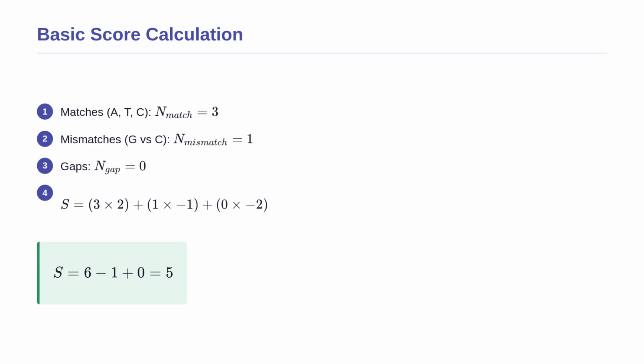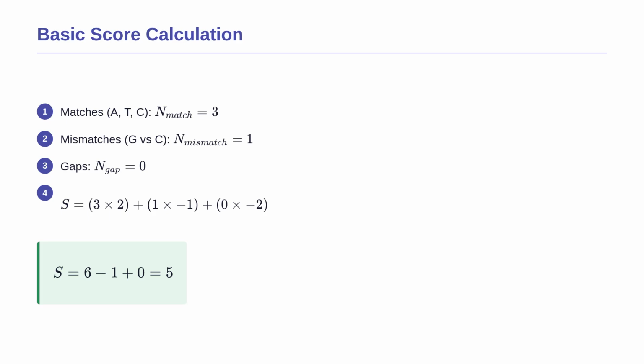Now let us count our variables and plug them into the formula. Looking at the sequences, we find 3 matches. The first 3 letters, A, T, and C. So we multiply 3 by the match reward of 2. We found 1 mismatch at the end, G versus C, so we multiply 1 by the mismatch penalty of negative 1. There are 0 gaps, so that part of the equation becomes 0. Summing these values together, 6 minus 1 plus 0 gives us a final alignment score of 5. This positive score indicates that the two sequences are highly similar.